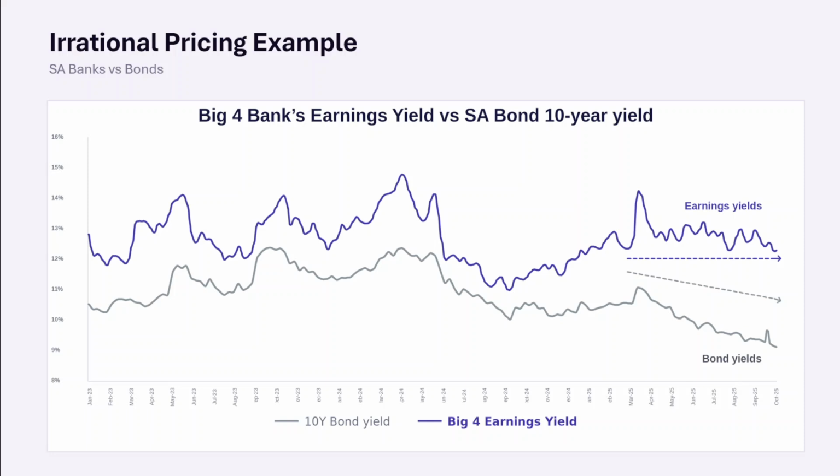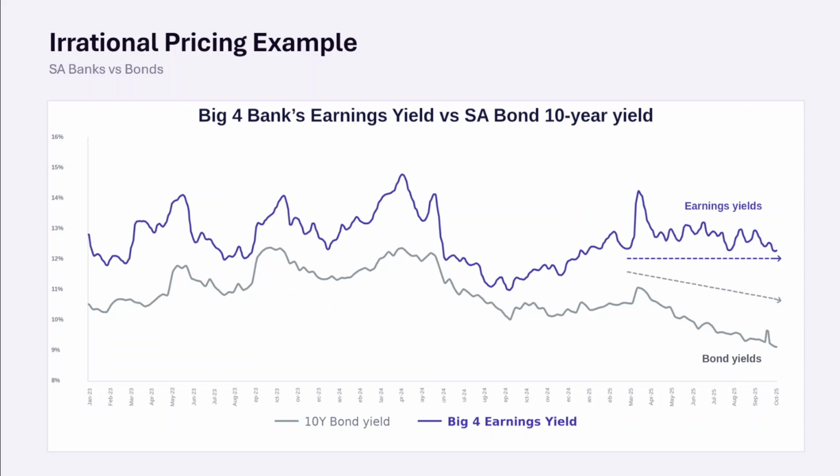And that was just irrational from the market. It was like the foreigners came in, and the risk of SA being in a debt spiral had dissipated significantly, and they came in and bought our bonds. But with that, our banks weren't re-rated at all. And that created, to me, quite an obvious opportunity.